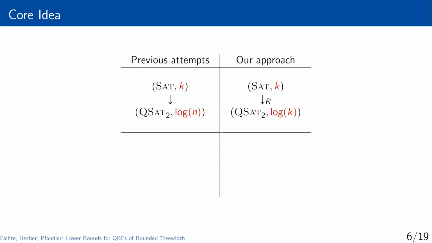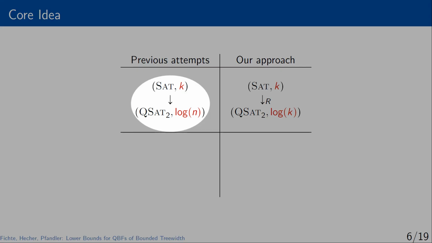This now brings me to the core idea of our reduction. Most lower bound reductions for Treewidth we have seen so far start from a given SAT instance of Treewidth K and construct an instance of the desired problem, where the Treewidth is a function in the instance size or the number of variables of the SAT formula. So in this case, to show a lower bound for QZ2, we construct an instance of QZ2 where the Treewidth is logarithmic in the number of variables of the SAT formula. In this sense, our approach is completely different. So we start from a SAT instance of Treewidth K and construct an instance of QZ2 whose Treewidth is logarithmic in K.